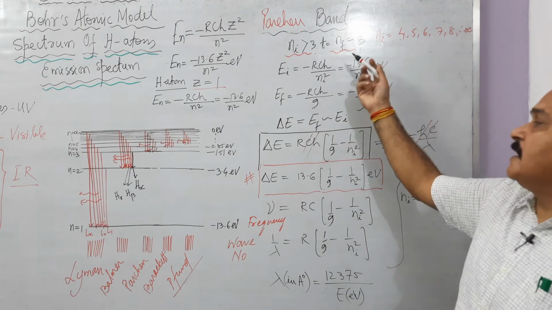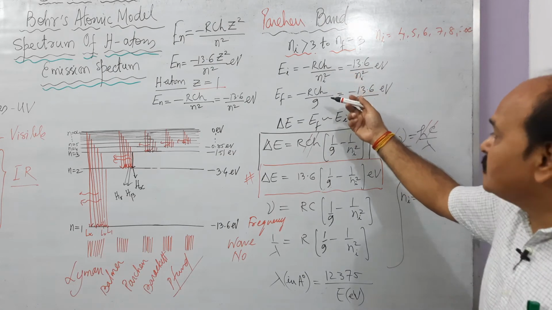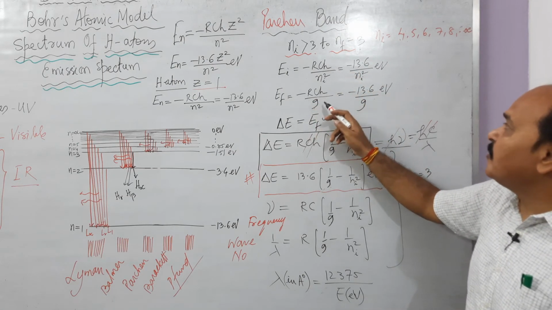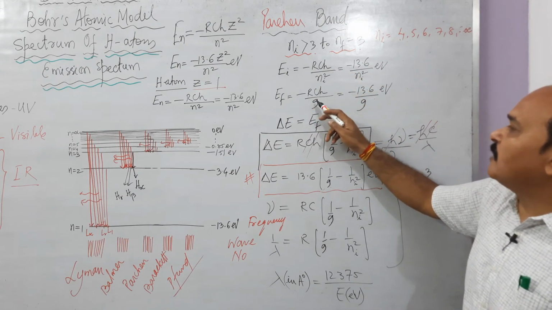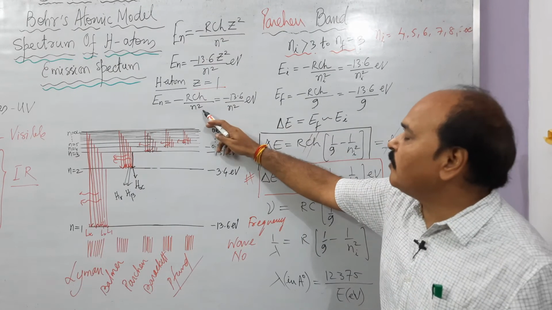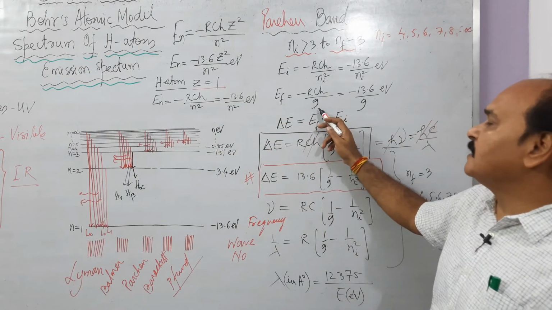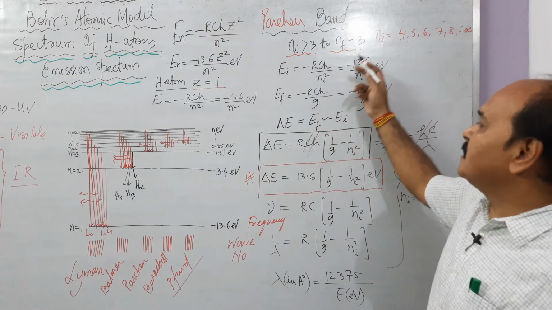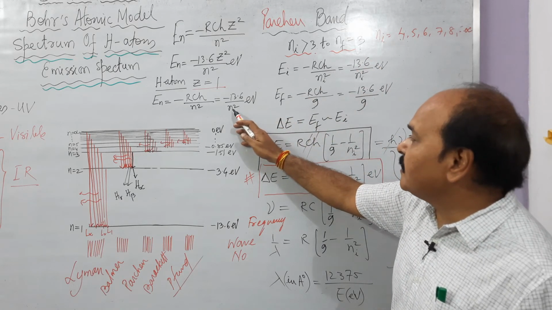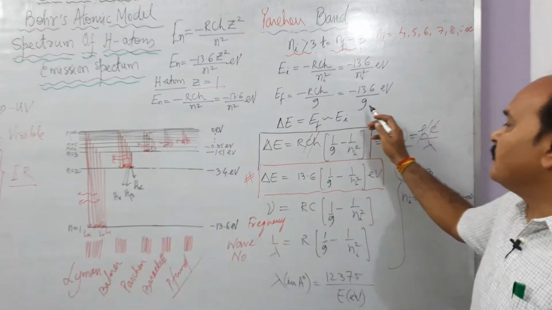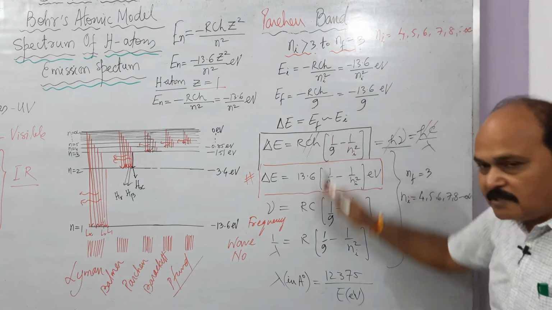the energy of the final state is going to be minus RCH upon 3 square, and 3 square is 9. So we write 9 here. For N square we write 3 square, which is 9. Rest all results remain same.